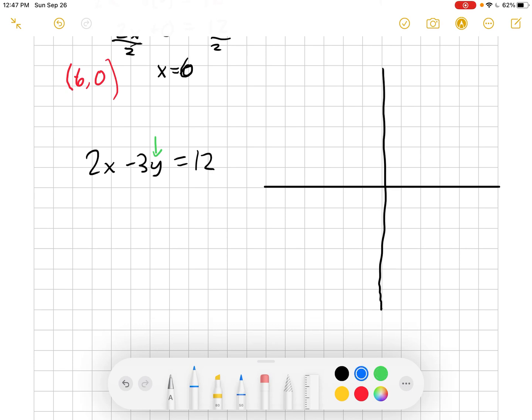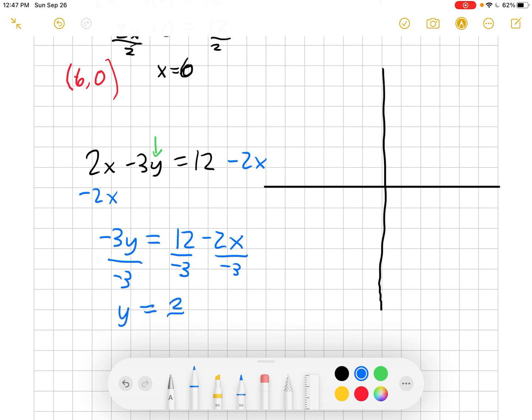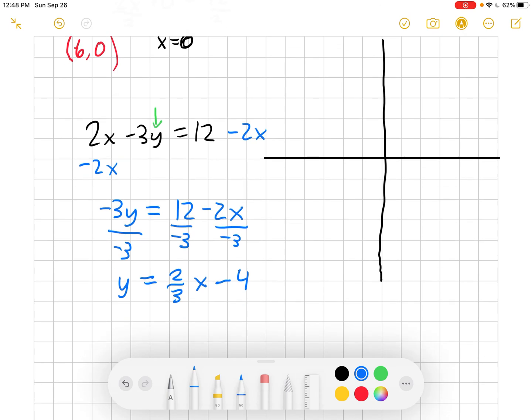I'm going to do my work in blue. We subtract 2x from both sides, giving us negative 3y is equal to 12 minus 2x. Divide by negative 3. And we will suddenly have y is equal to 2/3 x minus 4. I switched that around. I probably skipped a step. So I'm going to go back and try again.